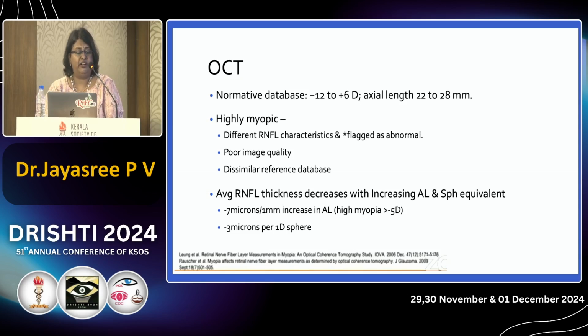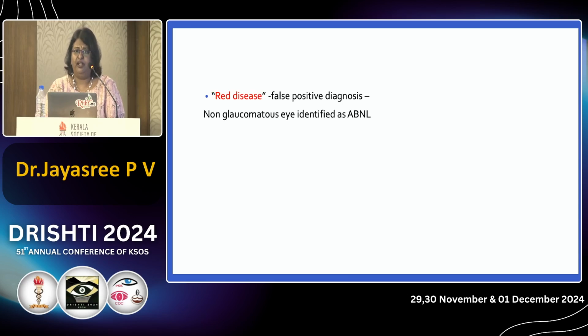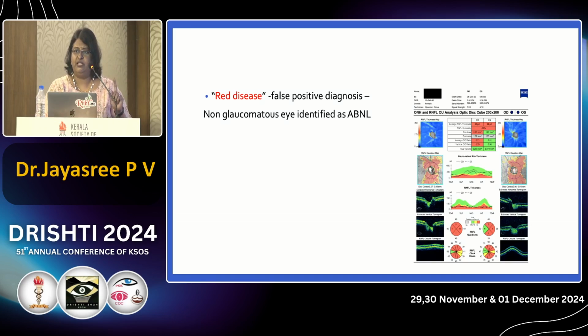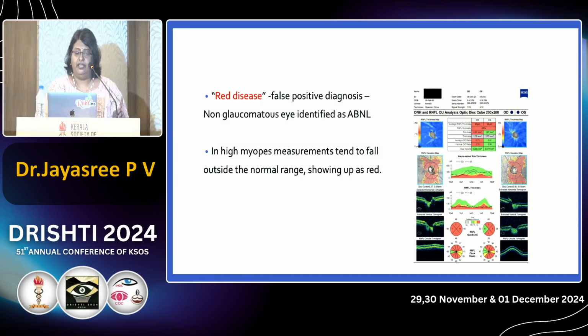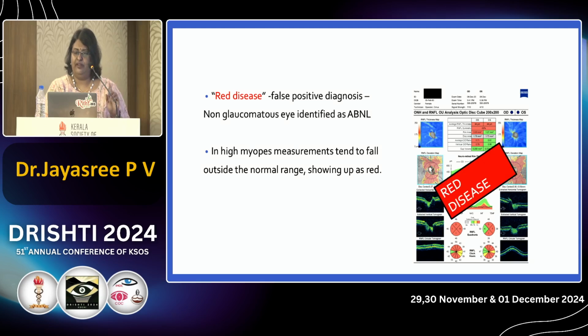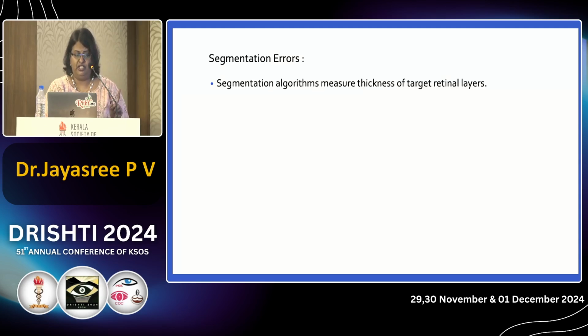A 7 micron reduction happens for each 1 millimeter increase in axial length. For 1 diopter increase, 3 microns reduce. You have heard about red disease: when you have no disease, but the imaging system diagnoses it as a disease. No disease, but the system says it's disease. And high myopes tend to have this problem more because of the imaging issues.